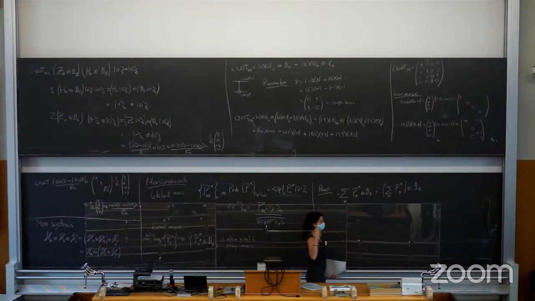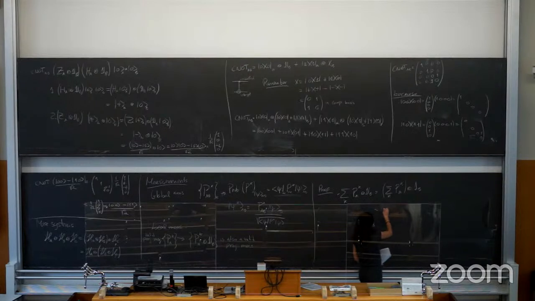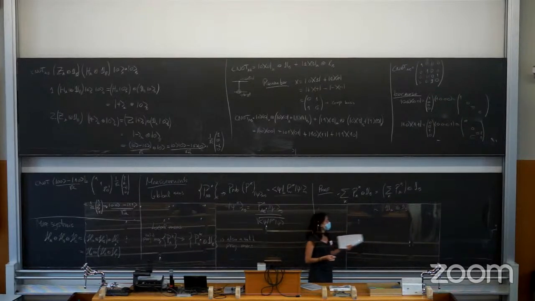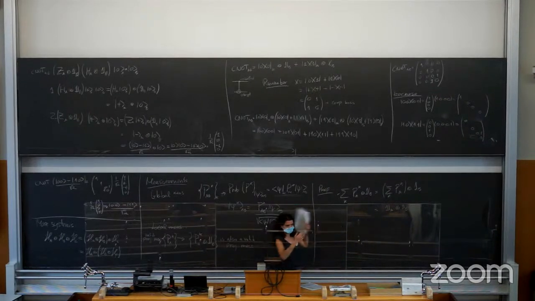So this is the identity on A times the identity on B. What do you think this is? This is just the identity matrix on the global system, or the identity operator. Yes?